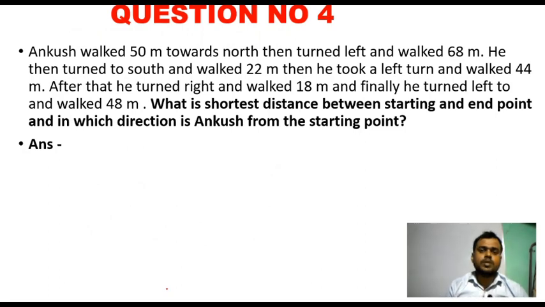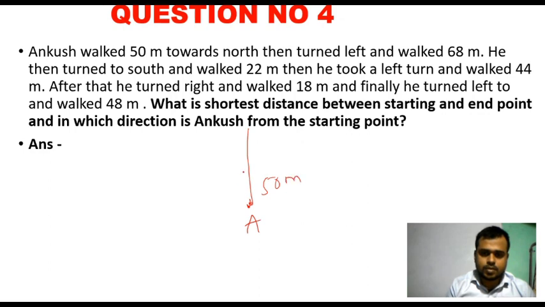Ankush walked 50 meters towards north. Suppose Ankush is here, and he walks 50 meters towards north. Suppose this is 50 meters. Then he turned left and walked 60 meters from this point. He turned left. This is 68 meters.